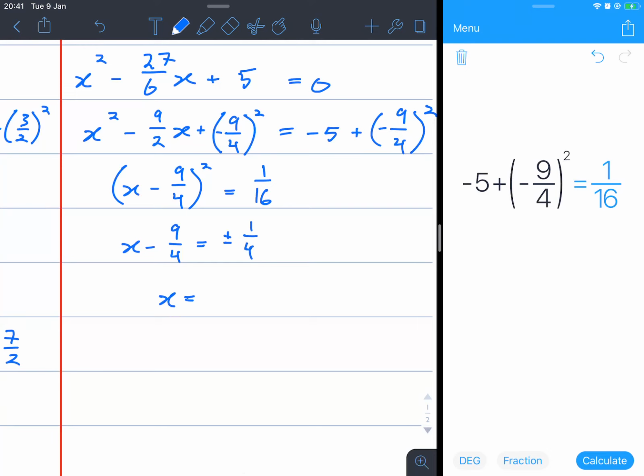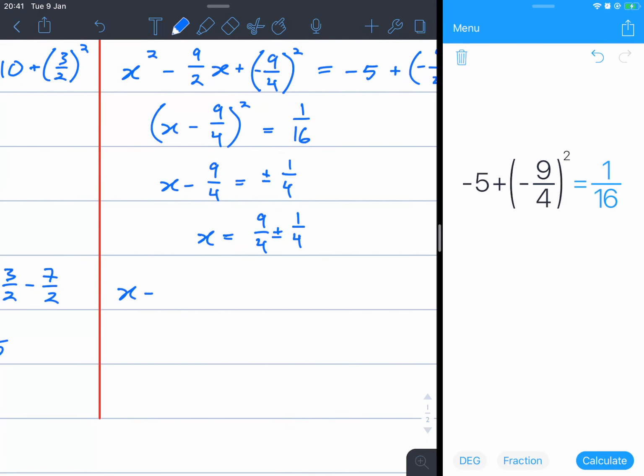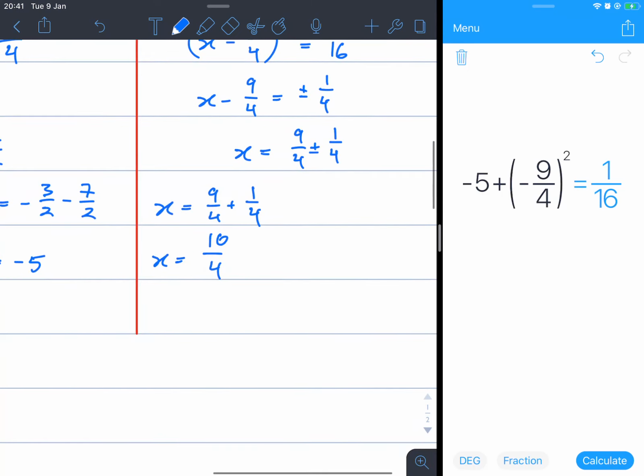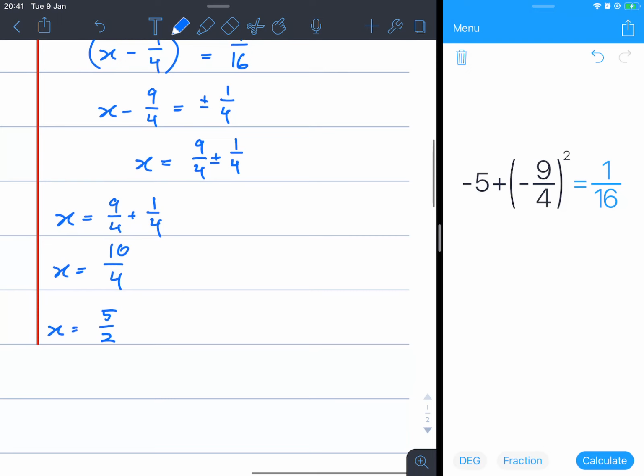And lastly, this gives us x equals 9 on 4 plus or minus 1 on 4. If we take the positive, this will give us 10 on 4, which simplifies down to x equals 5 on 2, or 2.5. And lastly, this gives us x equals 9 on 4 minus 1 on 4. This will give us 8 on 4. That's just easy. X equals 2.